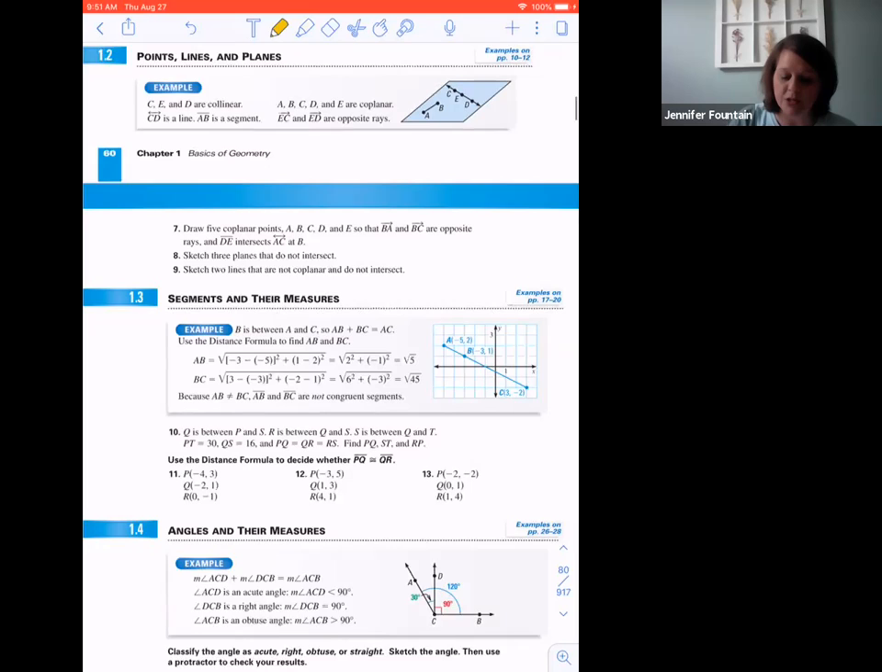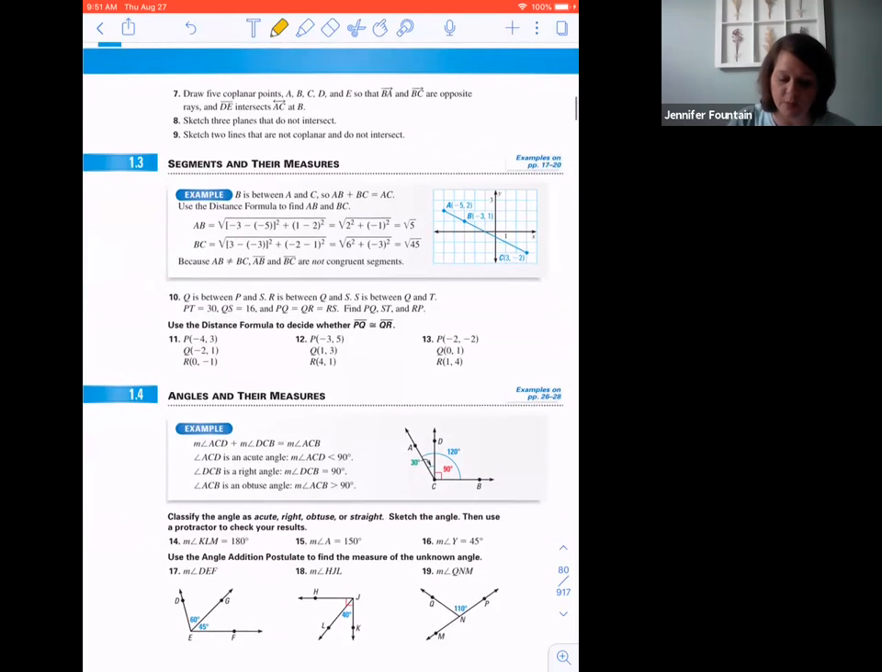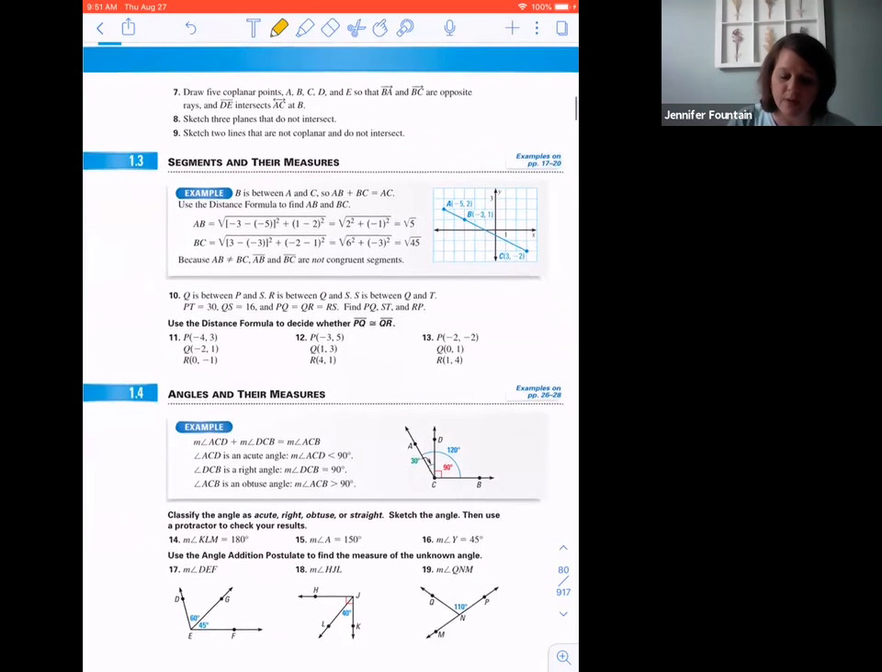1.3, segments and their measures. This is where we have our distance formula, okay? And so we have to be super careful as far as dealing with positives and negatives. And so we'll go ahead and highlight distance formula right here. So you know that that is something you need to know. You need to know the distance formula. It will not be given to you. You have to have it memorized. So make sure to make a note of that.